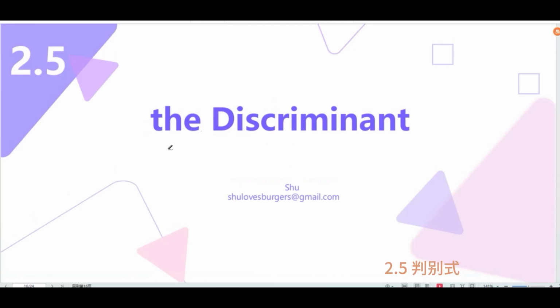2.5, the discriminant. The discriminant is very important. Why? Because this can identify whether the equation has one root, two roots, or no roots. Okay? Let's look at it more deeply.